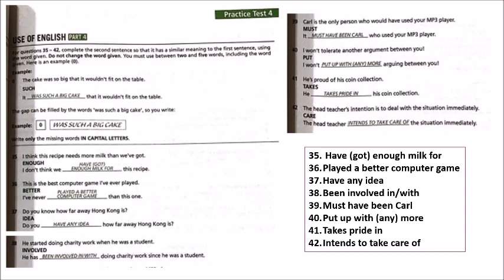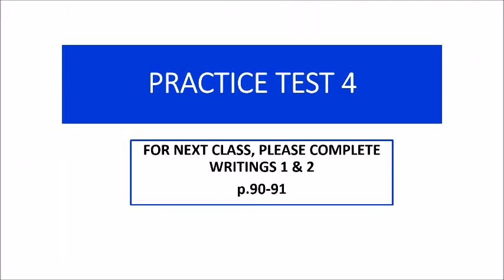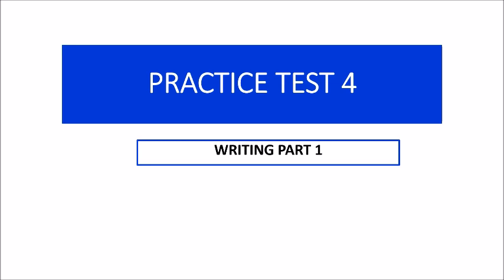And remember that the words in parentheses, which is got and any, are optional. So both of these writings have to be in your FCE notebook as evidence that you have been following our class. Thank you, guys. So let's go over each one of these. Regarding writing part 1 on page 90, let's look at the specifications.